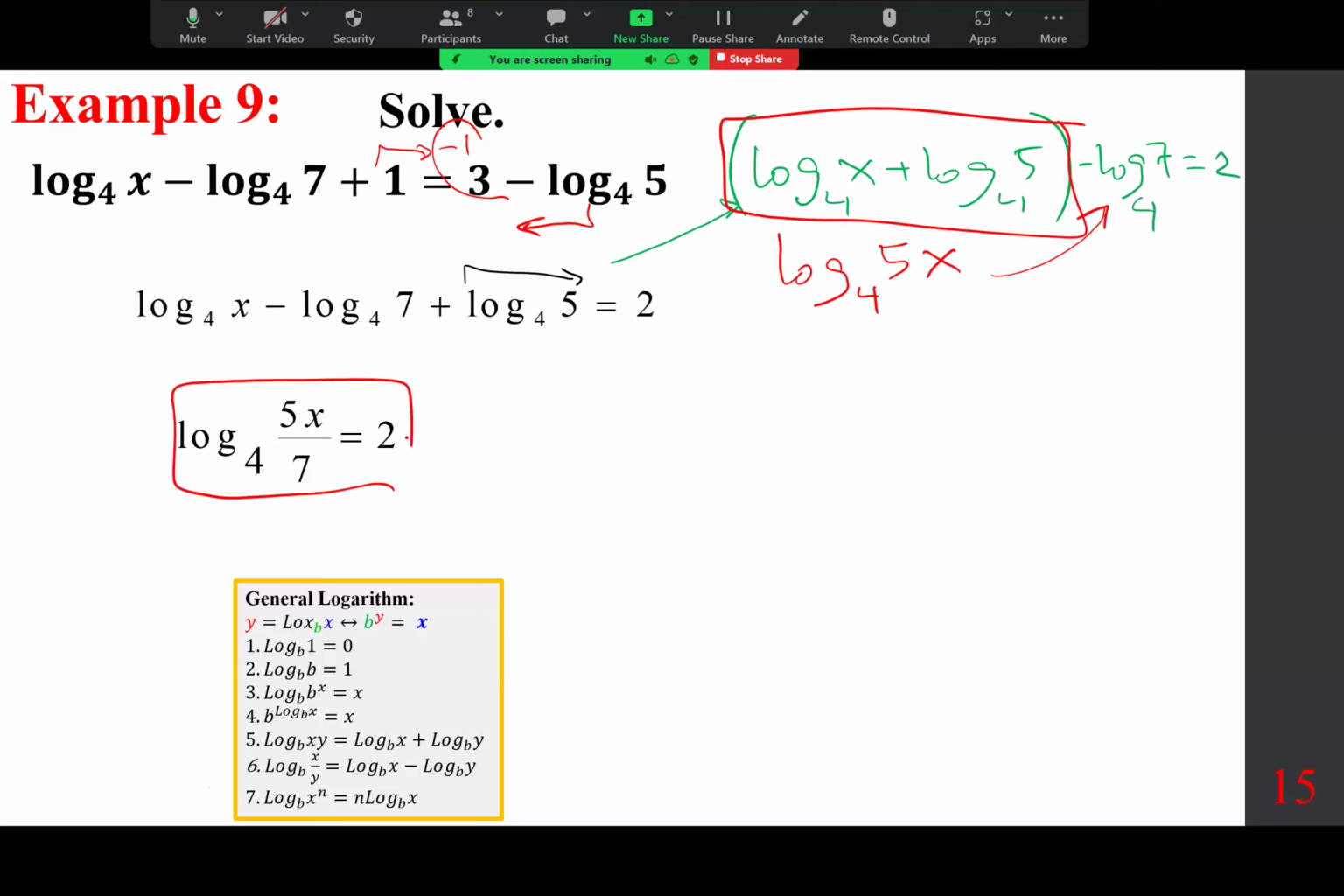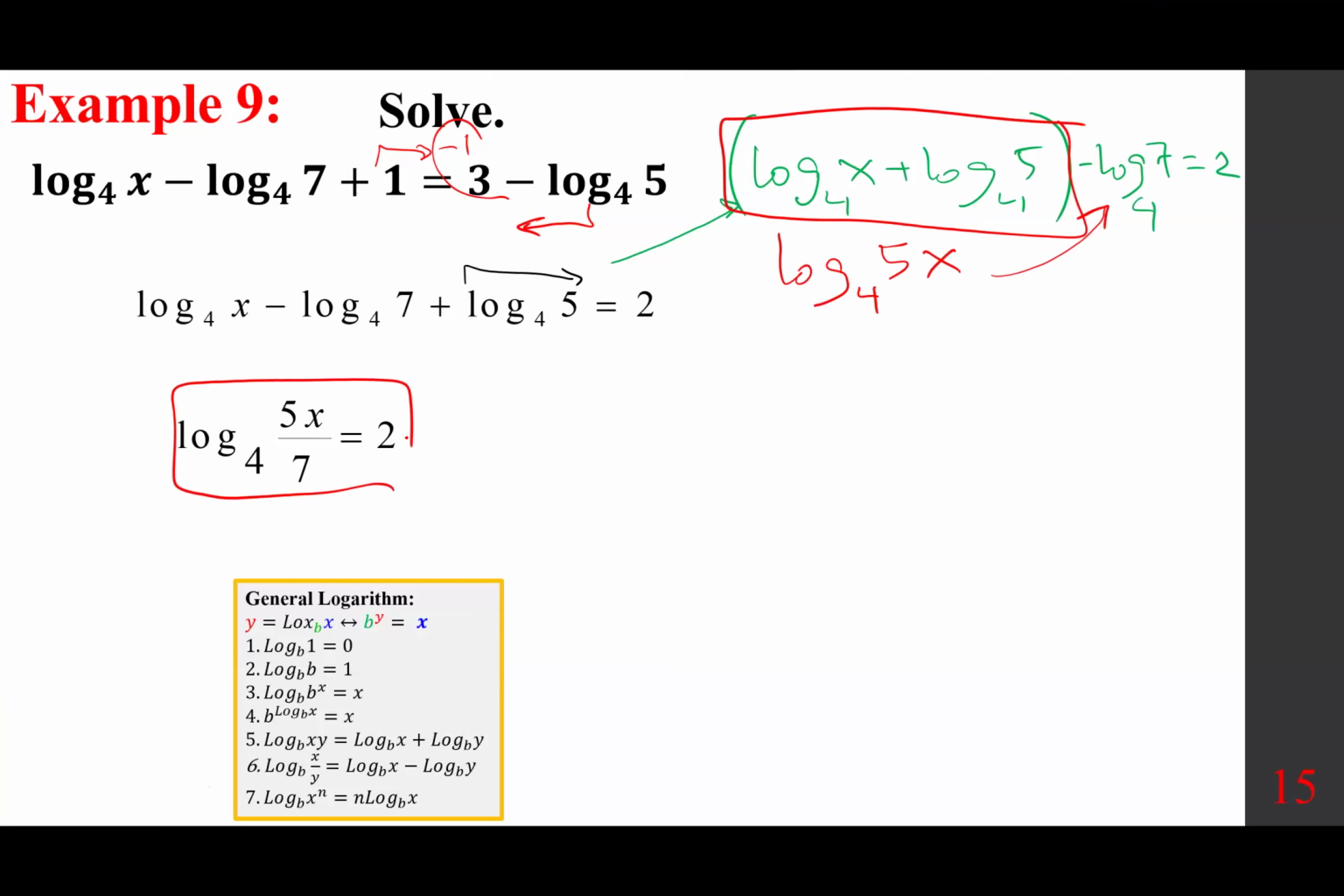Do you have to do it in 2 steps? It's your choice. I think it can be done in 1 step, but it's up to you ultimately. All right. So what's the next step?